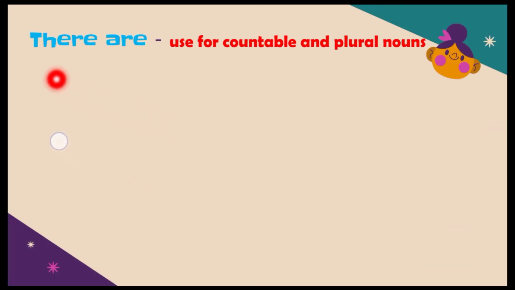Alright, let's move on to there are. There are we use for countable and plural nouns. There are ni digunakan untuk benda yang boleh dikira dan benda tu dia banyak ataupun more than one. Plural is more than one, lebih dari satu. Okay, let's look at the example.